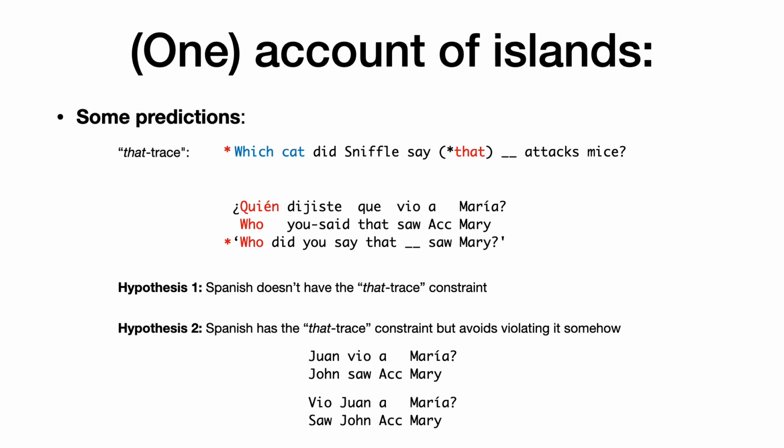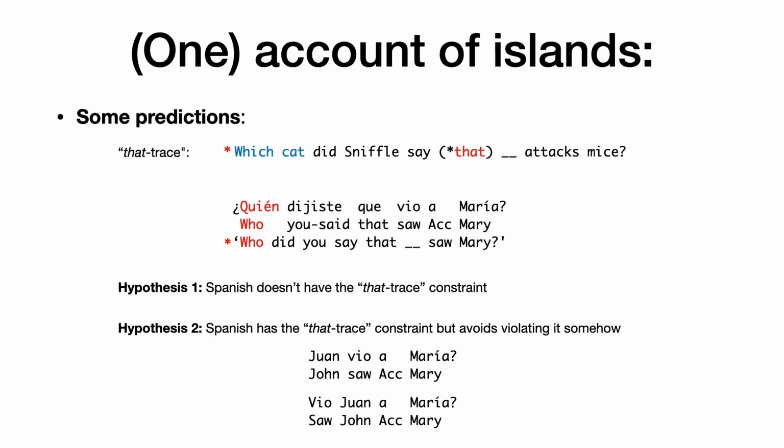Now, there's some reason to suspect that this is a good description of the constraint, because even in English we can make that-trace violations sound better if we play around with the phonology a little bit, right? So for instance, if we put in an adverb between the word that and the trace, it sounds okay. Which cat did Sniffle say that apparently attacks mice? That sounds okay compared to which cat did Sniffle say that attacks mice apparently? That sounds kind of weird, right? Again, because you have that combination of the word that and the trace next to each other.